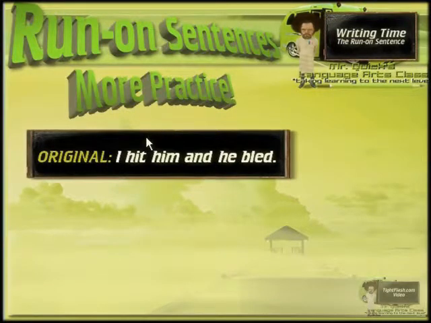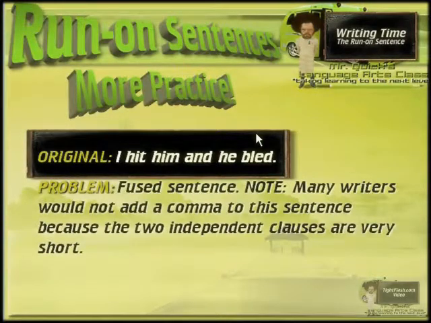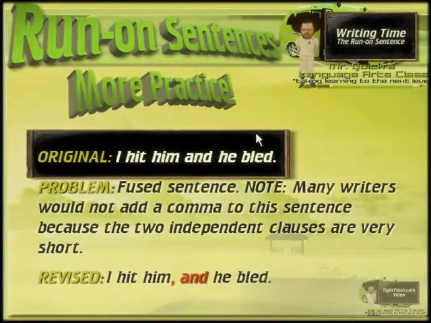I hit him and he bled. Well, obviously we have a subject-verb relationship, I hit, and another, he bled, and we can't just connect them with and. As we discussed before, the punctuation mark definitely needs to be there in order for us to consider this a corrected sentence. And here, of course, we added the comma with and.